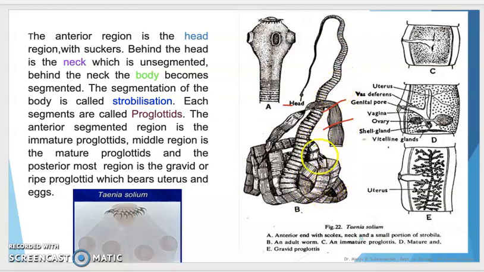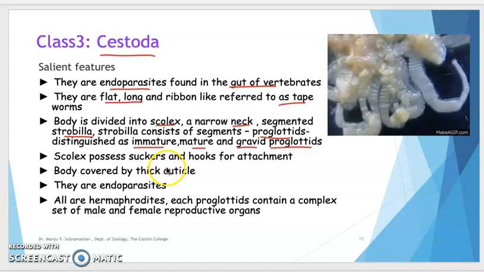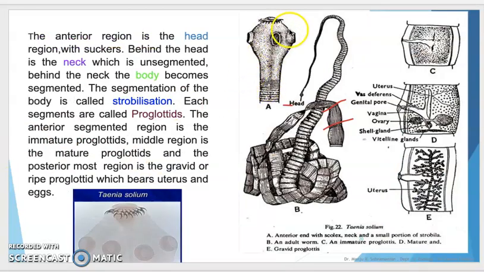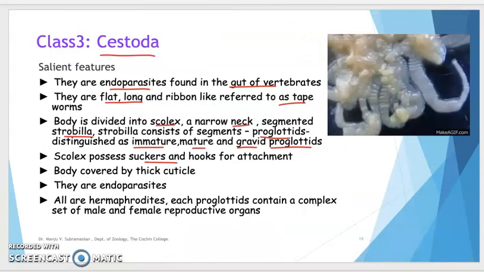So these are the three different types of proglottids which come under the strobilar region. Then the scolex possesses suckers and hooks for attachment. In this picture, this is a scolex, you can see the hooks are present, and these are the suckers.